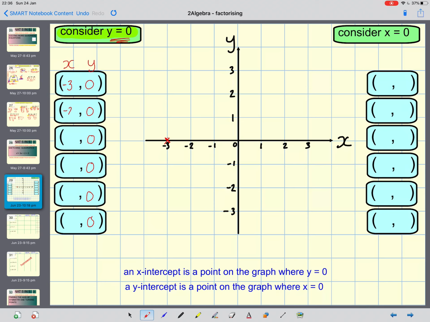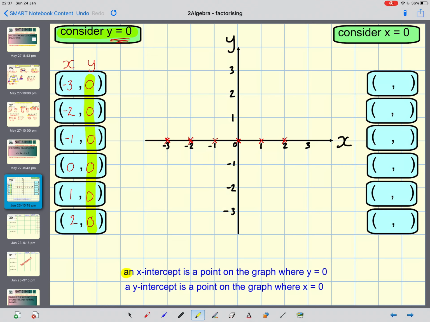Next one, if I consider x is -2 and y is 0, this is where my coordinate would be. Next one is -1, 0. Then 0, 0. If it's 1, 0, here's my coordinate. And if it's 2, 0, here's my coordinate. Now you should be able to see when y continues to be 0, it doesn't matter what x value I choose, it will always cut the x-axis.